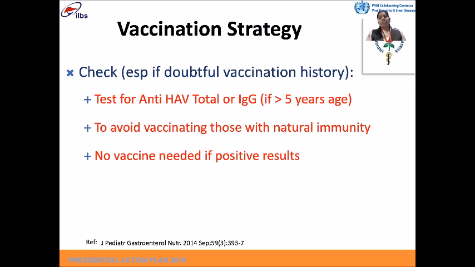Other vaccination strategies we have to check, especially if there is any doubtful vaccination history. So we need to test for anti-HAV total or IgG if the child is more than 5 years of age, and to avoid vaccinating those with natural immunity. If they have natural immunity, it is better to avoid vaccination, and no vaccine is needed if the result is positive. So this should be very much remembered.